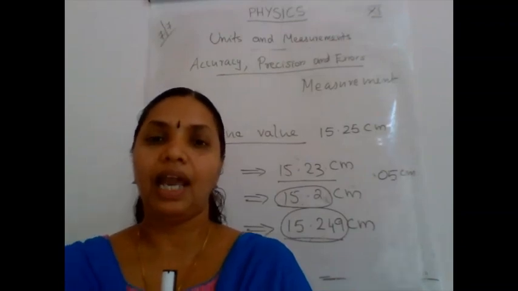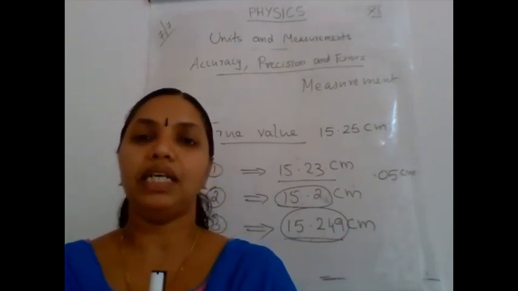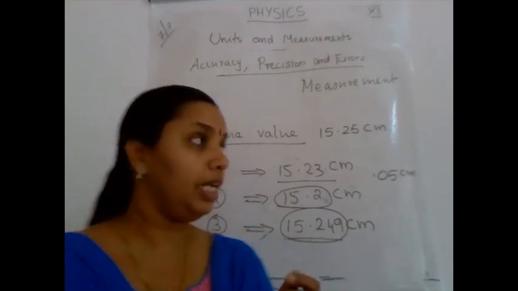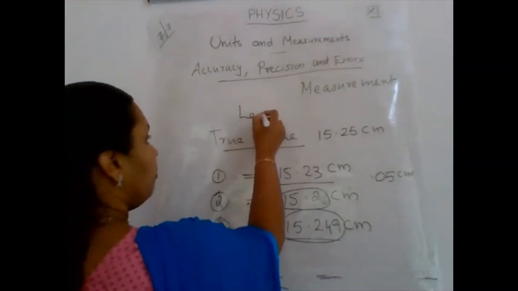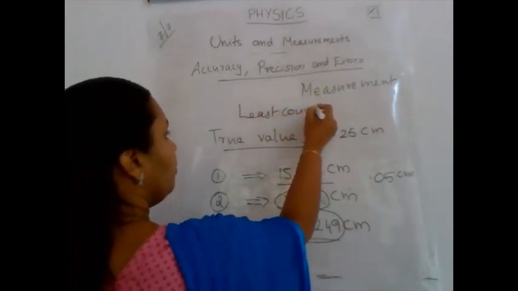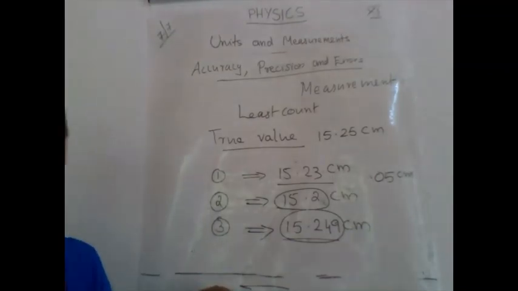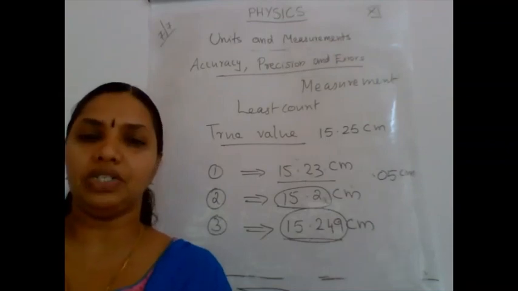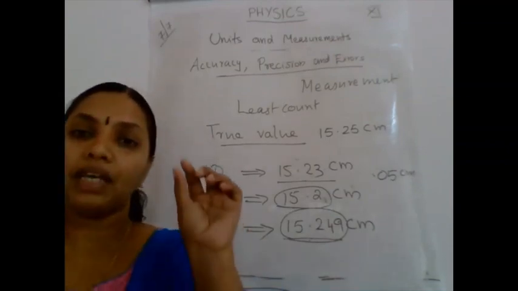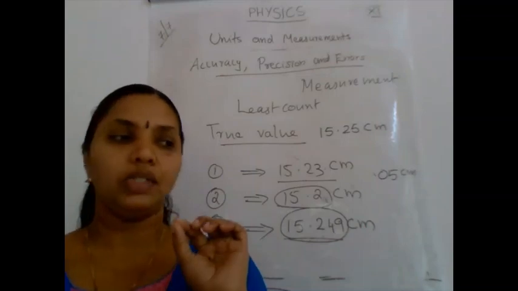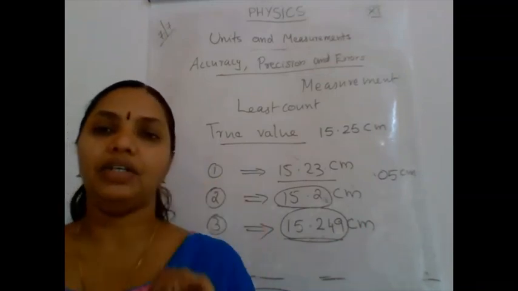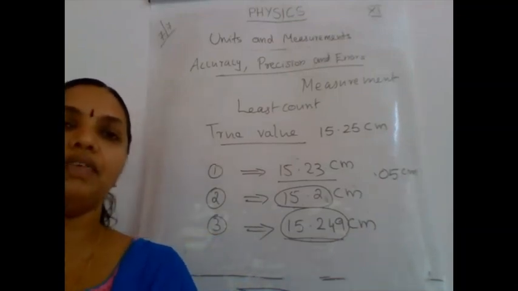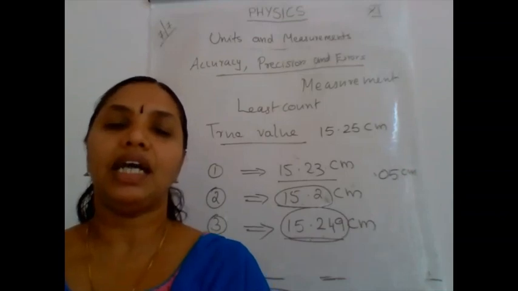Precision mainly depends upon the measuring device. It depends upon the least count of the measuring device. What do you mean by the least count? Least count is the smallest measurement which we can do with a measuring device. That is known as its least count.